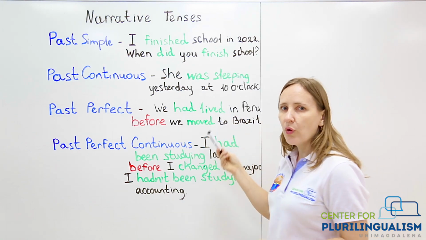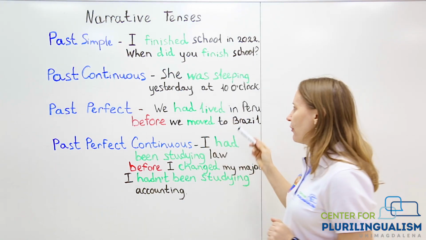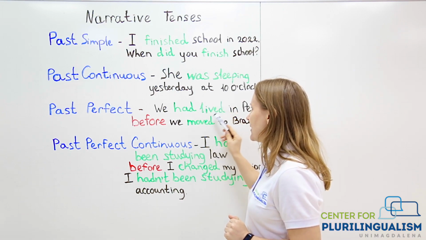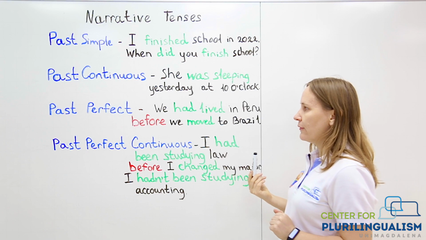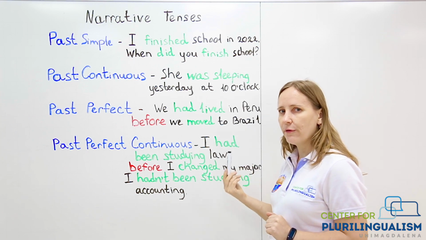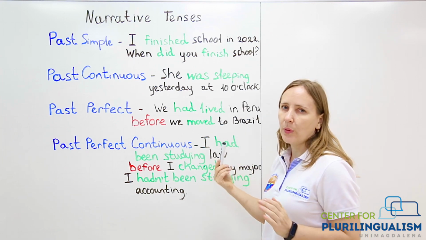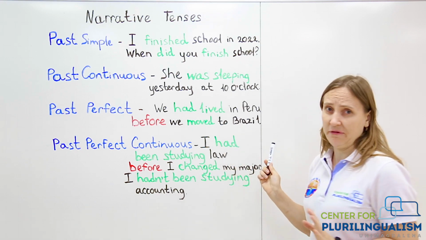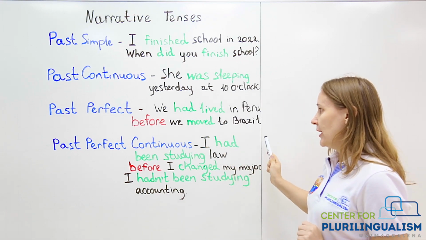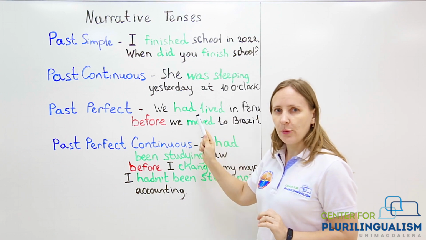What is past participle? For regular verbs, these are verbs that finish with ed, and for irregular verbs, that's going to be the third form of the verb. For example, we had eaten a lot before breakfast, yeah, or something. Okay, so that is past perfect.